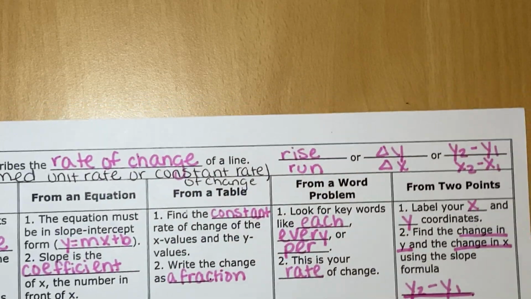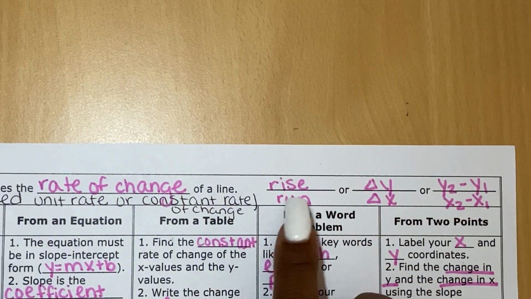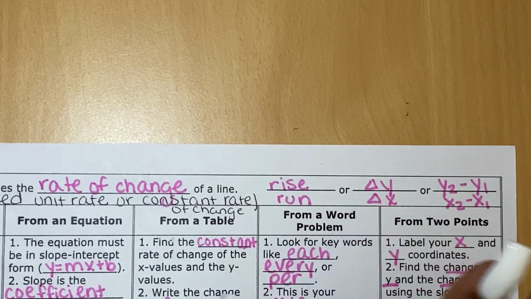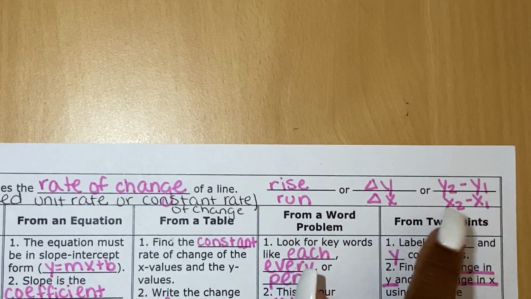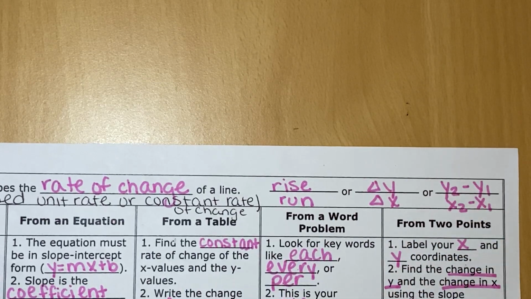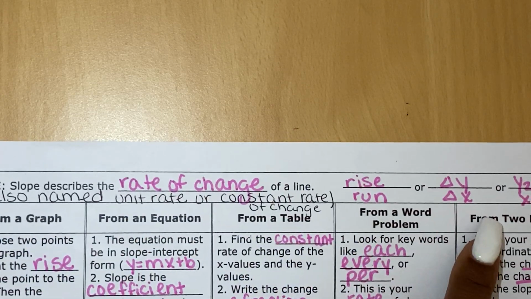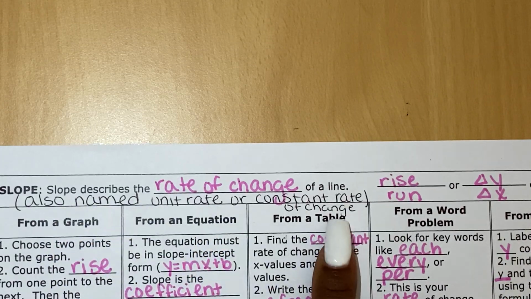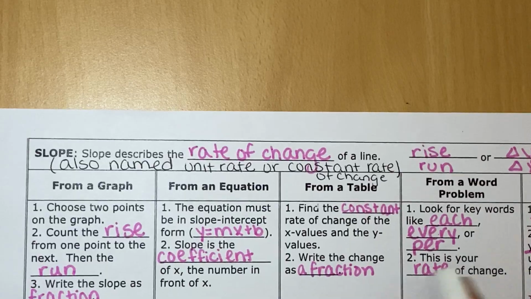There are three things that we normally use to find the slope. We use rise over run, or the change in y over the change in x. We can also use the slope formula, which is y2 minus y1 over x2 minus x1, okay? And as you can see, there are 5 different ways that we are going to talk about finding the slope from, okay? From a graph, equation, table, word problem, and from 2 points. All right, so let's get started.